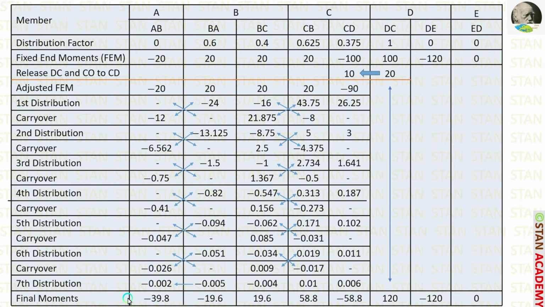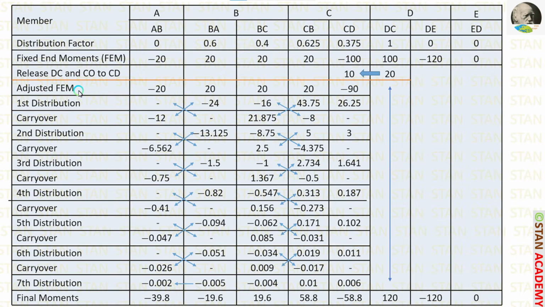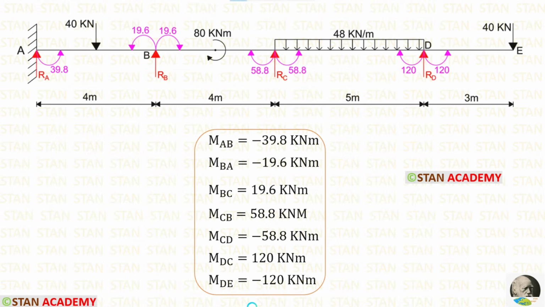Now we can add all of the values. We have to add the values from the adjusted fixed end moments. After adding, we are getting the final moments. In this analysis, we have calculated all of the moments. For MAB, we got a negative value. That means it is acting in the anti-clockwise direction.